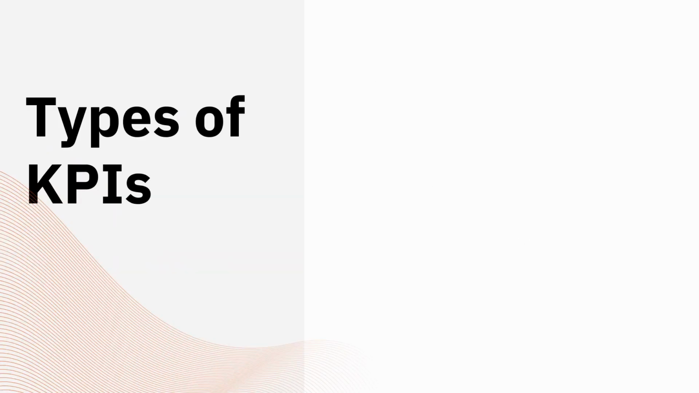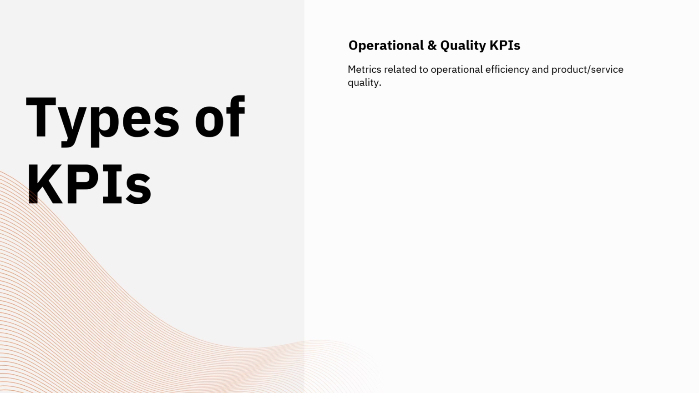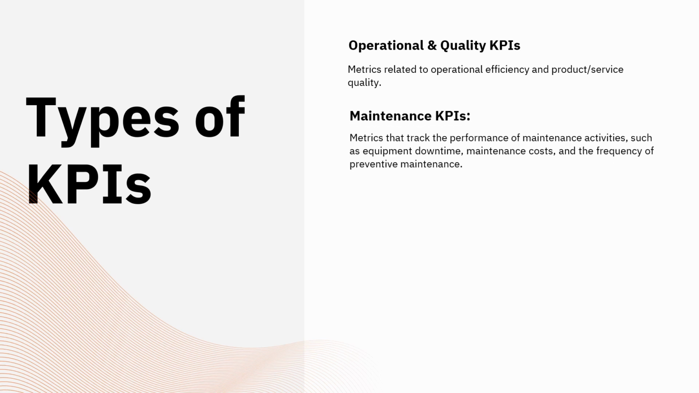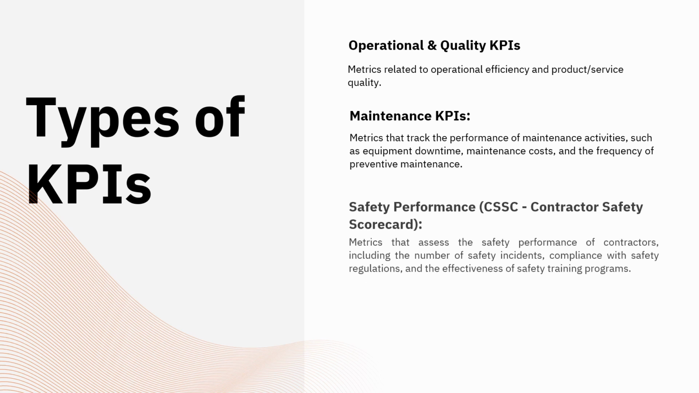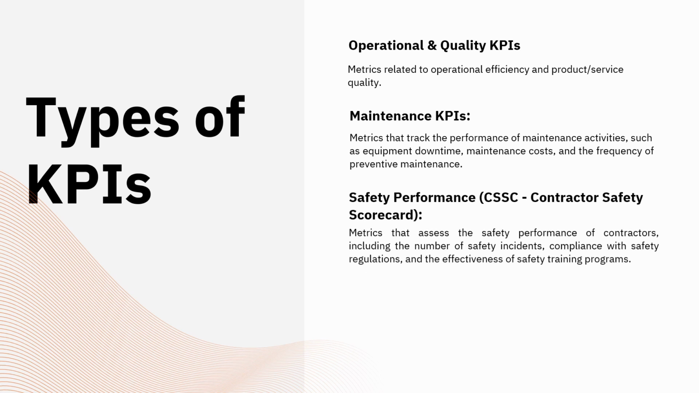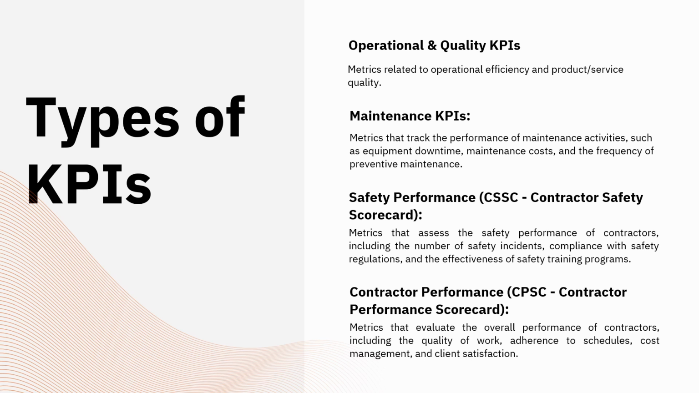There are various types of KPIs that organizations can use to measure performance. Operational and quality KPIs focus on metrics related to efficiency and product or service quality. Maintenance KPIs track the performance of maintenance activities. Safety performance KPIs assess the safety performance of contractors. Lastly, contractor performance KPIs evaluate the overall performance of contractors, including quality, adherence to schedules, cost management, and client satisfaction. Let us look at each of these KPIs in detail.